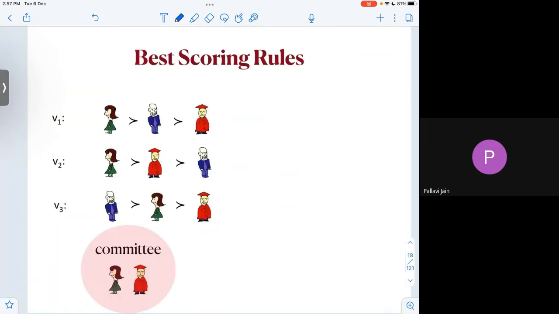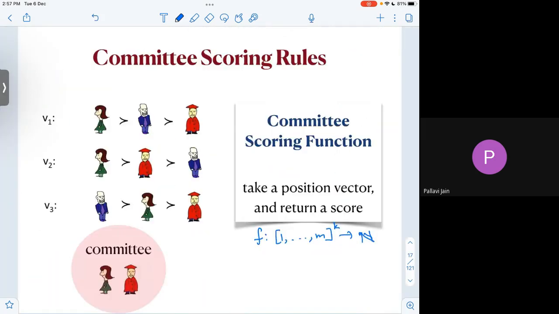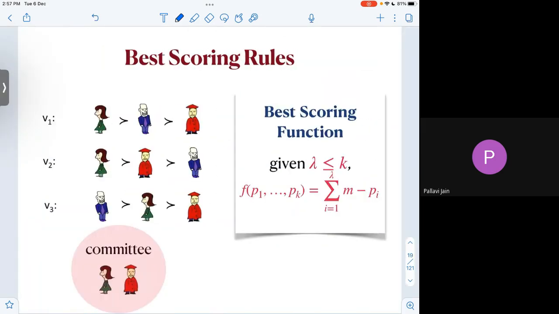So let's define two scoring rules. The first scoring rule is the Borda scoring function. What will it do? It will take a position vector and subtract the position. M is here the total number of candidates.